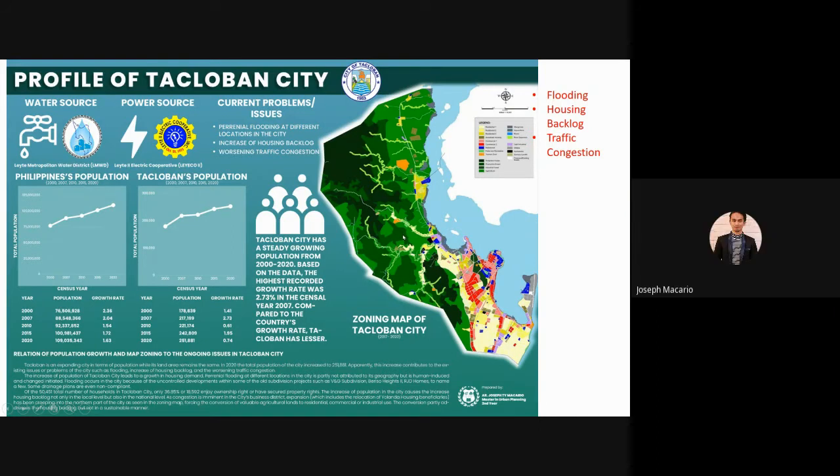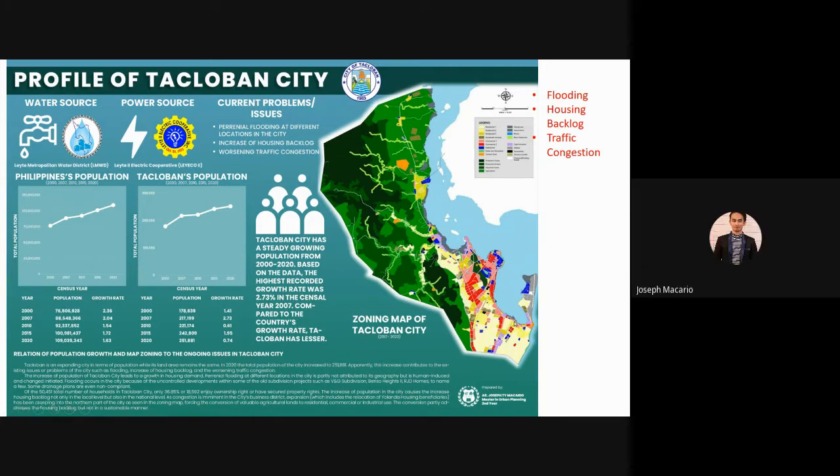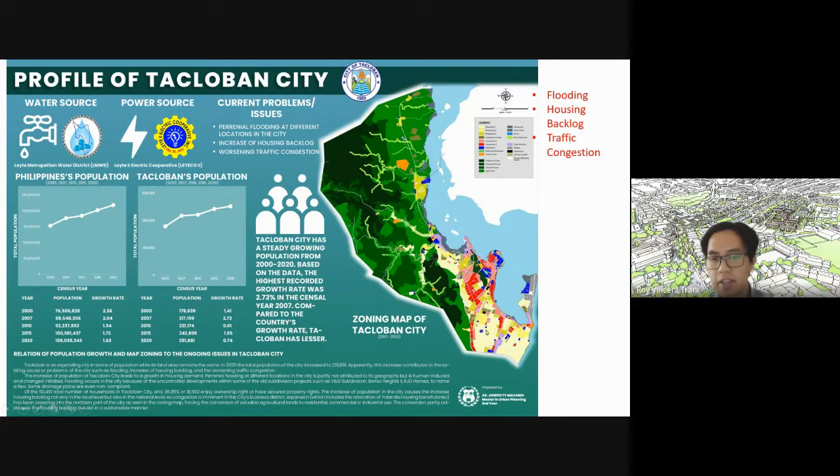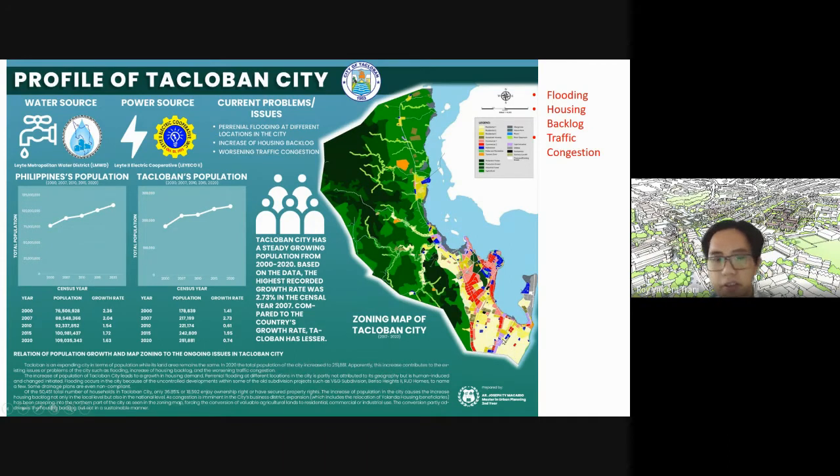No, sir, only creeks. So, sorry, the flooding is usually along the coastline? No, sir, it's within the subdivisions mostly. In the yellow areas here? Yes, sir. So what is causing the flooding?